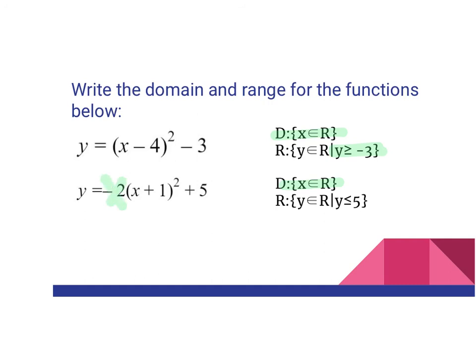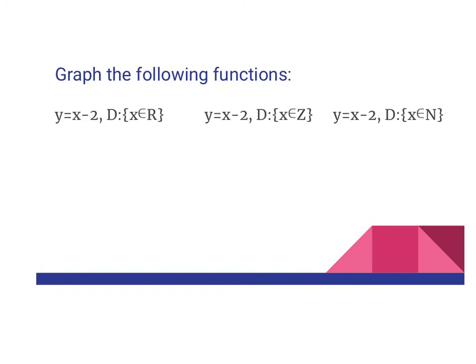And this -2. I still have a vertex of (-1, 5), but because it's pointing down, I now have a maximum of y is less than or equal to 5. So based on the information given, now let's graph these different functions given these different number families.